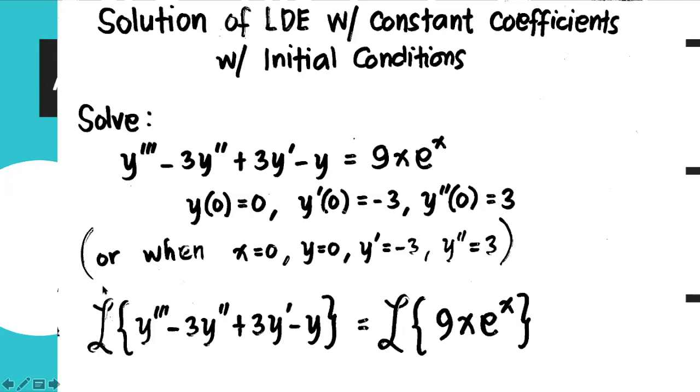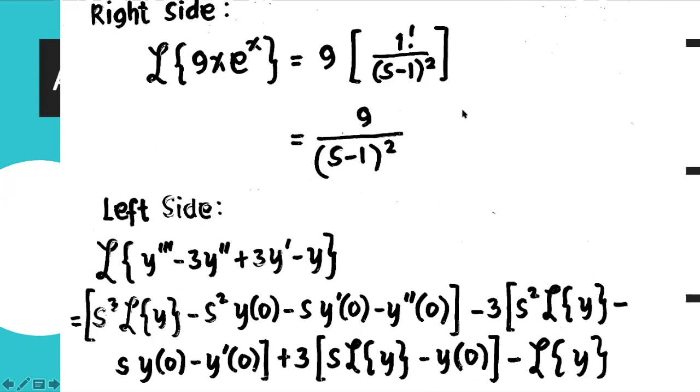So if I take the Laplace of the left-hand side of this equation, I also take the Laplace of the right-hand side. Got it? So you can actually separate. You can take this first, then take the Laplace of the one on the left. Okay, so we will take the Laplace of the right-hand side. So this is it: Laplace of 9x e raised to x.